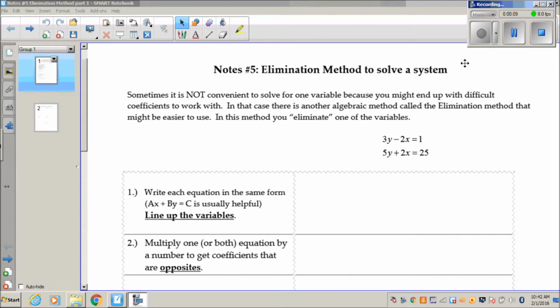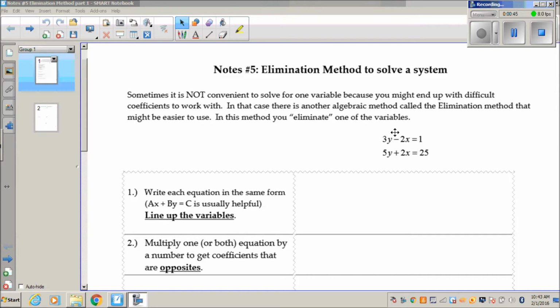So far we've learned how to graph two lines to find their point of intersection, and we also learned about the substitution method that we can use to solve a system algebraically without graphing them. But sometimes, even with the substitution method, it might be difficult because you will end up with coefficients that are fractions or difficult decimals when you're trying to solve for a variable. So today we're going to take a look at a third method called the elimination method to help us solve a system.